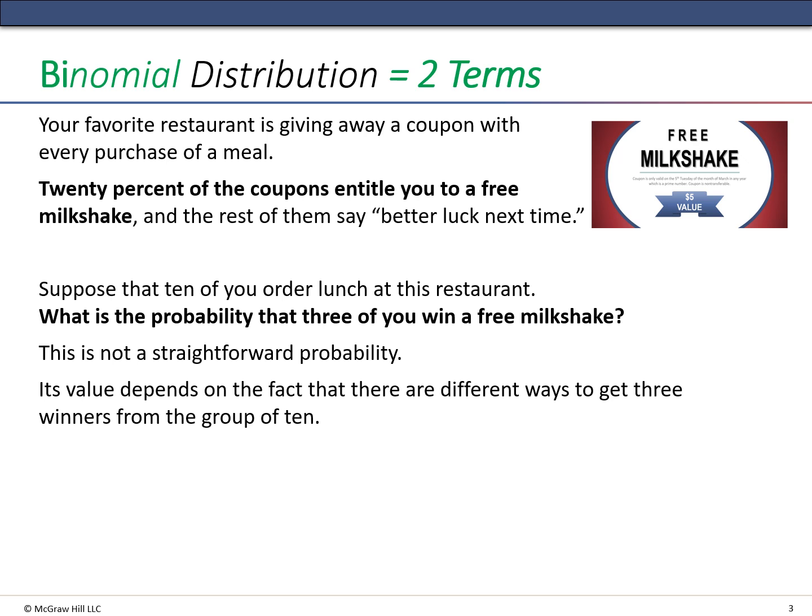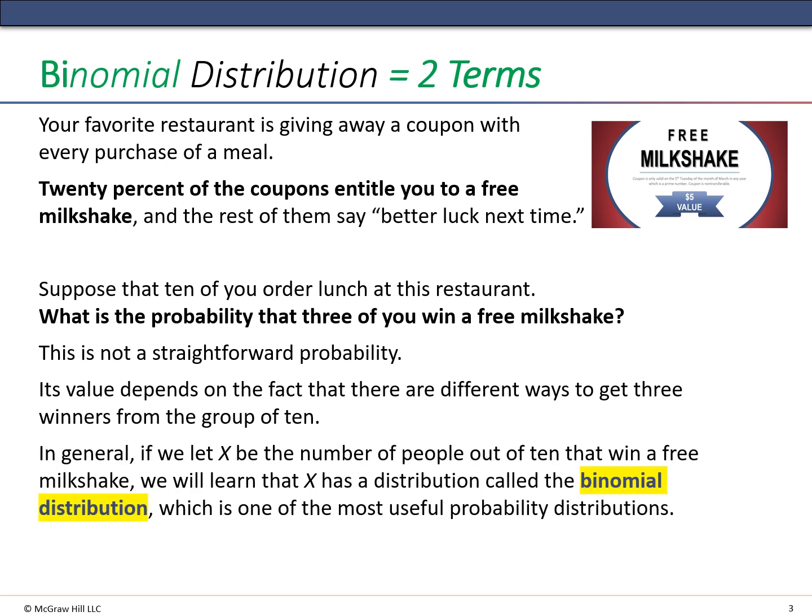Its value depends on the fact that there are different ways, not just 10, potentially, to get 3 winners from a group of 10. And you remember this before about counting. In general, if we let x be the number of people out of 10 that win a free milkshake, we will learn that x has a distribution called the binomial distribution, which is one of the most useful probability distributions.